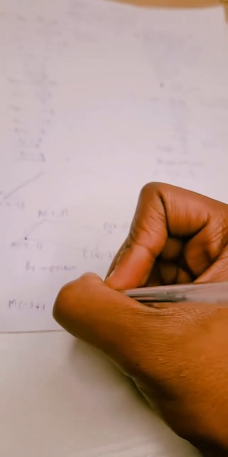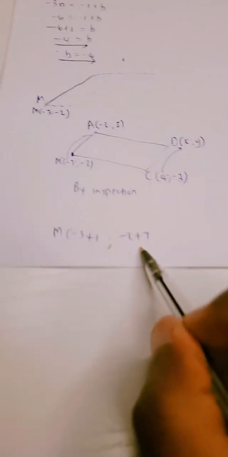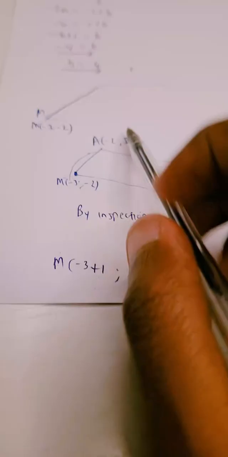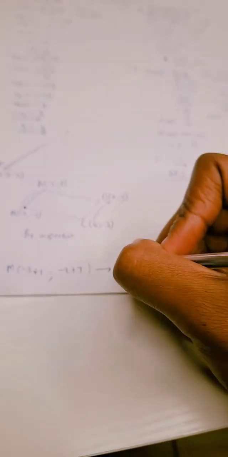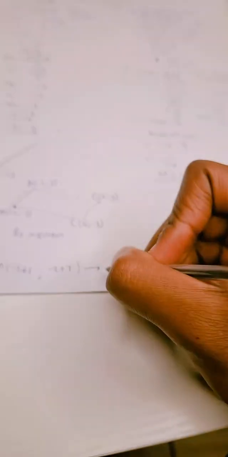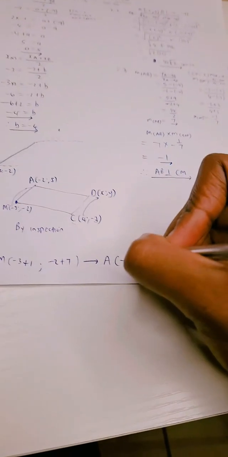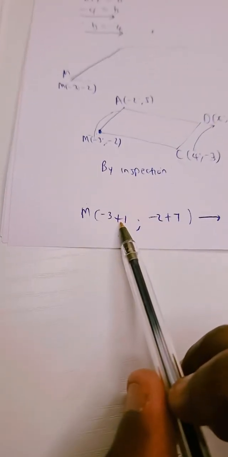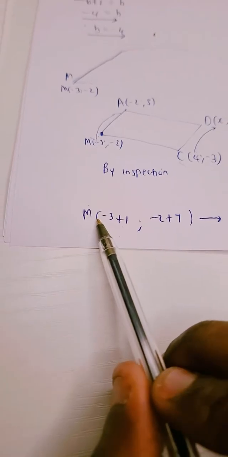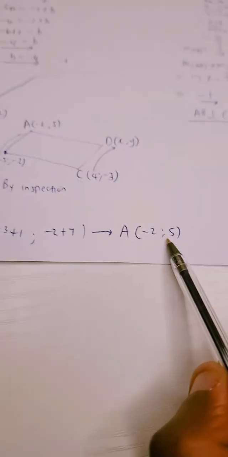Okay. So -2, we add 7 to get the A coordinate. So A then would be -2 and 5. So that's what we do to M to get A.